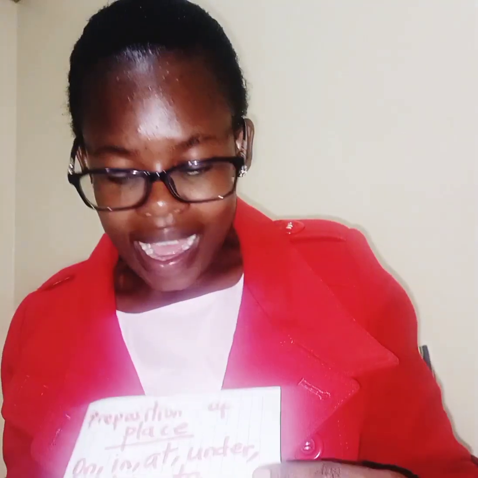We also have prepositions of direction. For example, east, west, above, below, etc. We also have prepositions of place. For example, on, in, at, under, inside, onto, etc. The cat is under the table, or the girl is inside the house. It is on the table.